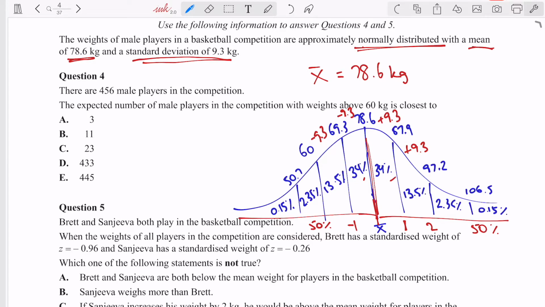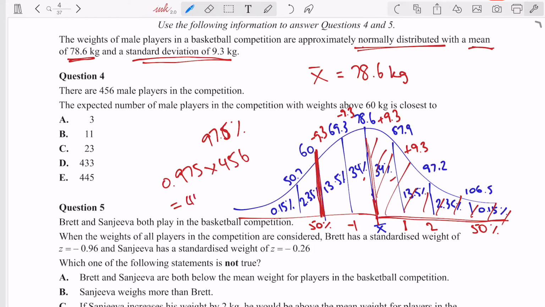So now they're asking for the expected number of players in the competition with weights above 60. Now that we've got 60 here, this is 2 standard deviations below the mean. So if I wanted to calculate the number of players above 60 kilograms, well, I know that percentage. I know that this is 50%, so I've covered this, 50%, and then plus 34 plus 13.5 is 97.5%. So what I want to do is 0.975 times 456, which will give me 444.6, which rounded to the closest is 445, therefore my answer is E.